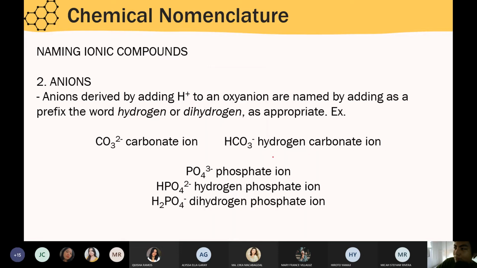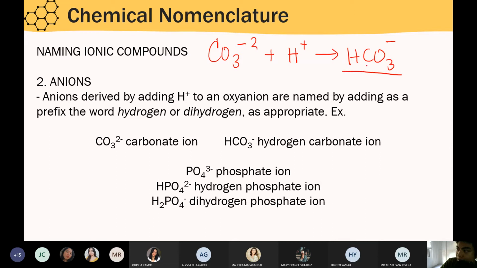For example, we have carbonate here. If I add hydronium ion, what will happen? I will just combine the elements, and the charge will be combined as well. So -2 plus 1 is -1. This one is named carbonate. This one is named hydronium.